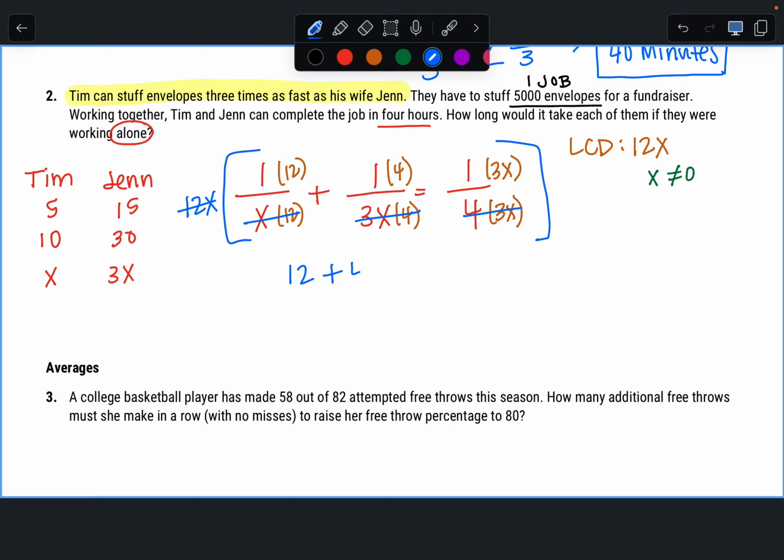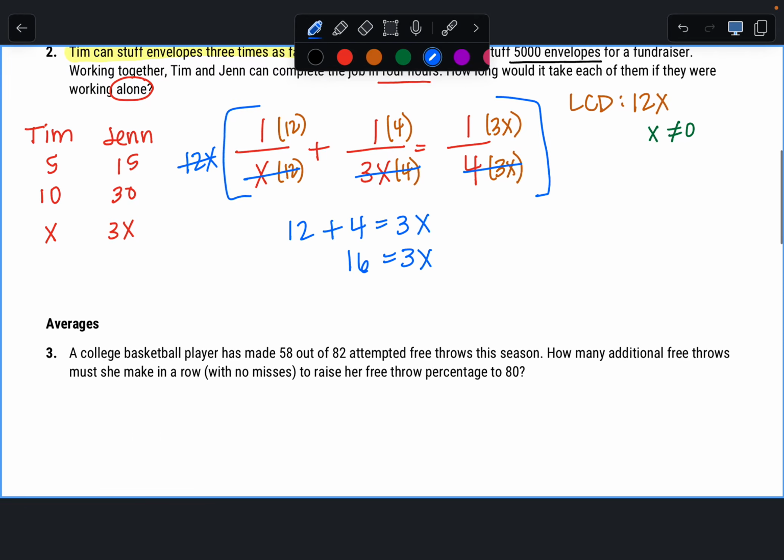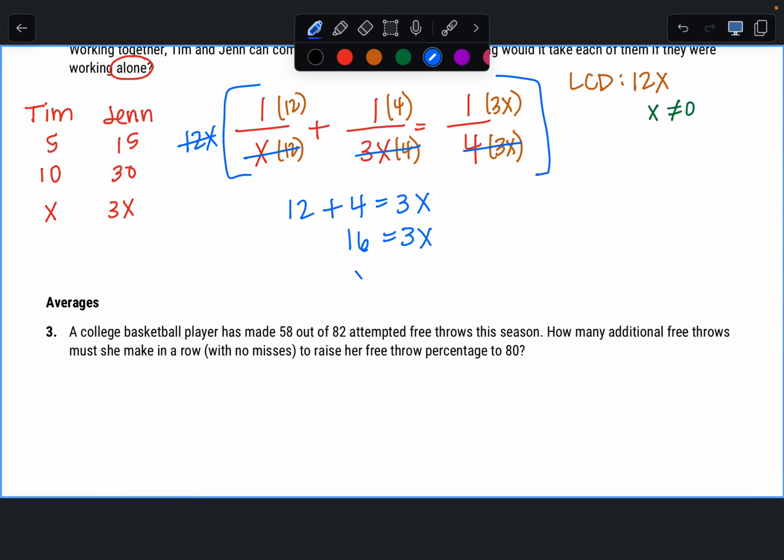Okay, canceled out my denominators, and then I'm going to be left with my numerators. So 12 plus 4 is equal to 3x. 16 is equal to 3x. So x is equal to 16 over 3. Now, you will have to convert these to minutes and hours. So how many times does 3 go into 16? 5 times. With 1 left over. So if I have 1/3 of an hour, how many minutes is that? 20 minutes, right? Because 2/3 is 40, 1/3 is 20.